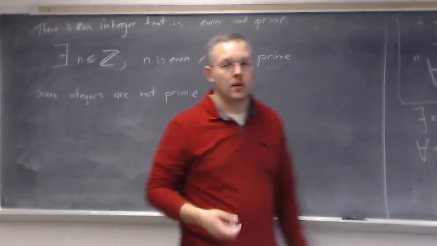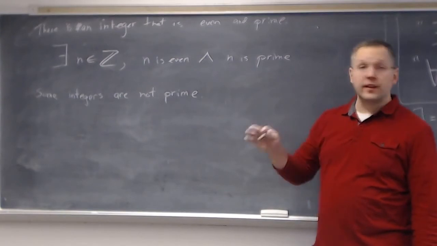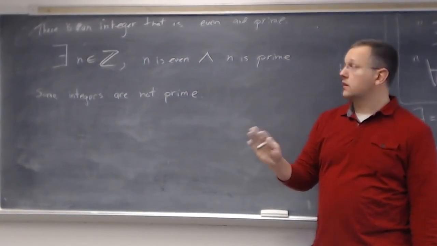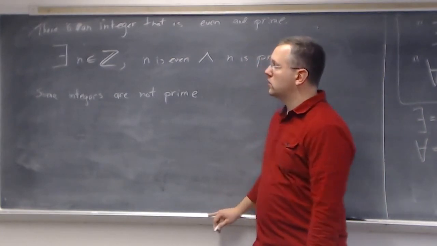Some integers are not prime. So the word some, we're not talking about every integer here, we're talking about some of them, so that's the same existential quantifier. Some integers are not prime.